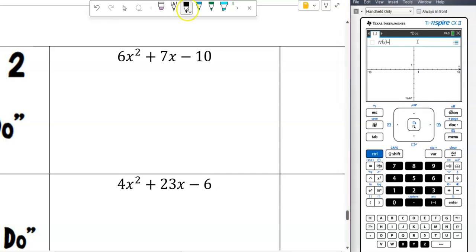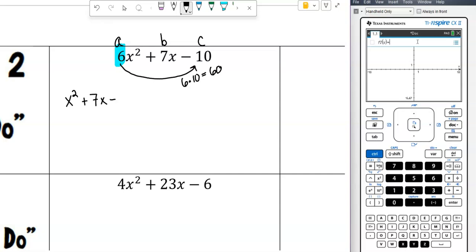So for this problem, I label A, B, C. I take my A value and I move it to the back and I multiply. 6 times 10 is 60. Now I rewrite my trinomial. I set up my parentheses, my variables, and this sign means the signs will be different, so I'll have a plus and a minus.